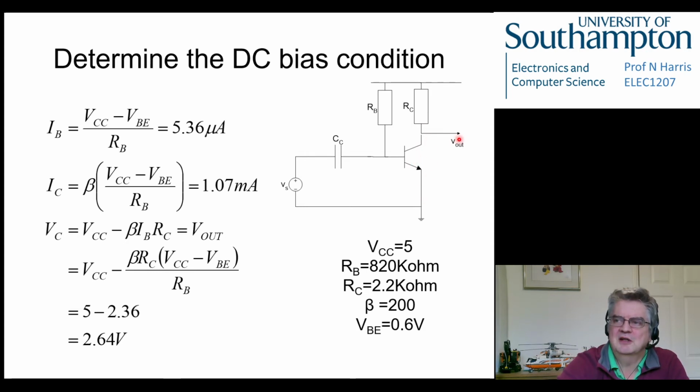We just need to work out what this voltage is at this point here now. And again, we know that this voltage is 5 volts because that's the power supply. We've got a resistor we know the value of. We know the current flowing through this resistor, so we can work out the voltage drop across this resistor.